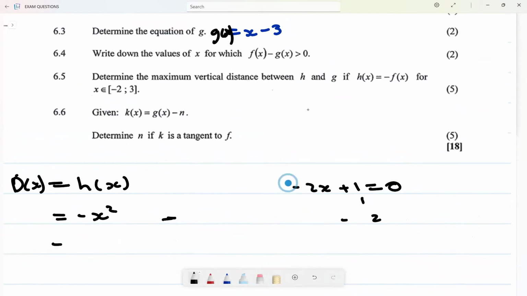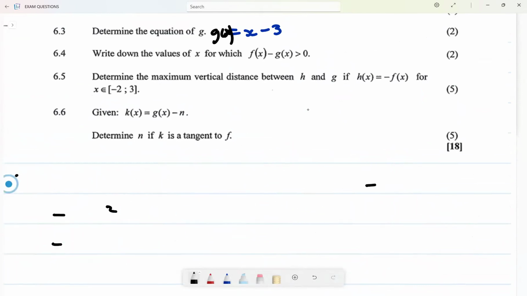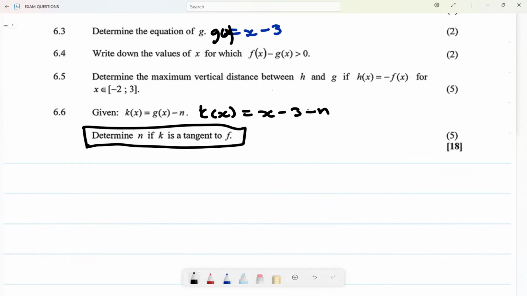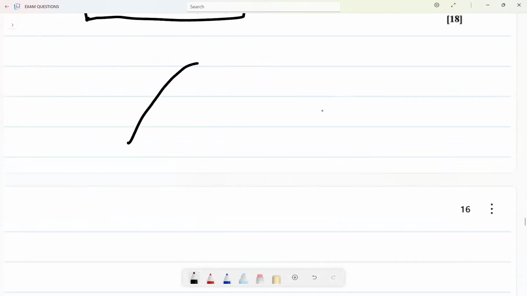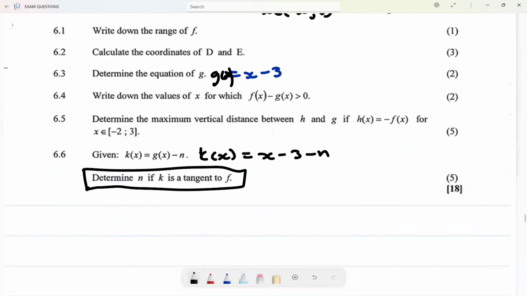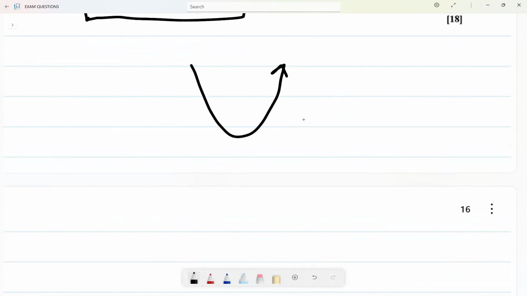Then 6.6 says if k of x is given to be equal to g of x minus n, so it means k of x is equal to x minus 3 minus n. Determine n if k is a tangent to f. So if k is a tangent to f, if f is like this, I'm just drawing freehand, and then I'm having a tangent there, anywhere, I don't know where it is. This is f, and this is k, guys.